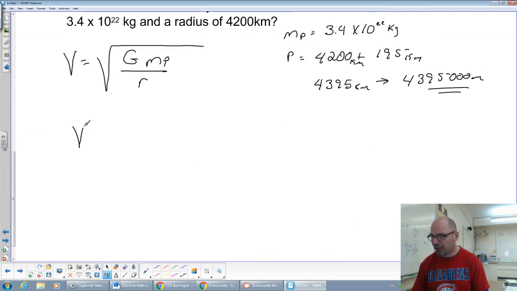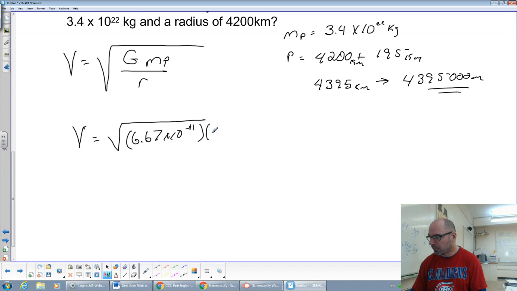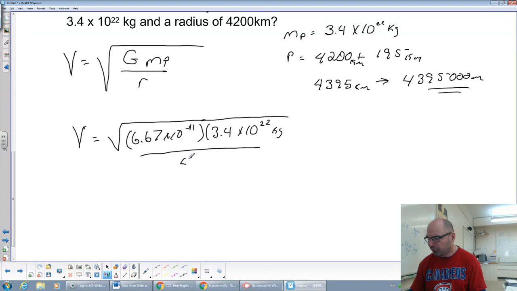Okay, now we apply the formula on the left here just by plugging our numbers in. So orbital velocity is going to be the square root of 6.67 times 10 to the negative 11, times the mass of the planet, which was 3.4 times 10 to the 22 kilograms, divided all by 4,395,000 meters. Notice it's not squared this time. And we're going to end up getting meters per second when we do all this work.